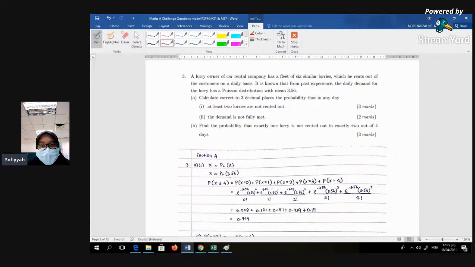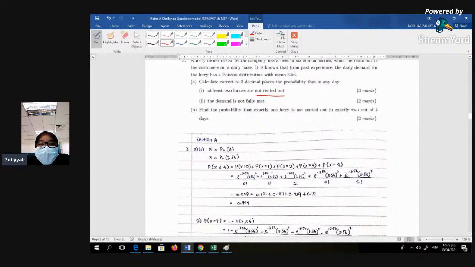A, satu Roman dia minta at least 2 lorries are not rented out. So maknanya dia nak X lebih kecil daripada 4. So kita buat probability X sama dengan 0 tambah X sama dengan 1, X sama dengan 2 tambah X sama dengan 3 tambah X sama dengan 4. So kita tak boleh guna table tu sebab mean dia ada 2 titik perpuluhan. Dalam jadual tu boleh guna 1 titik perpuluhan je.